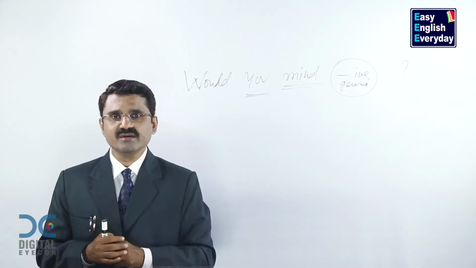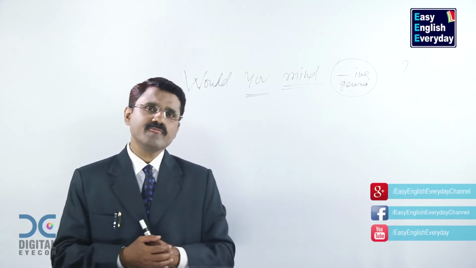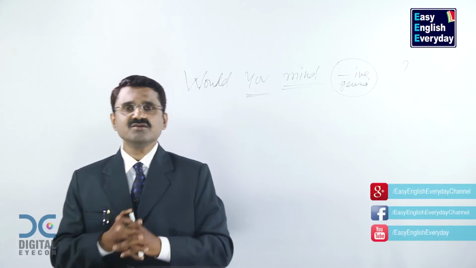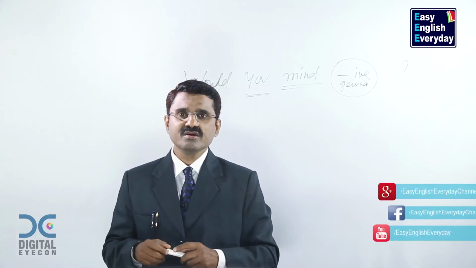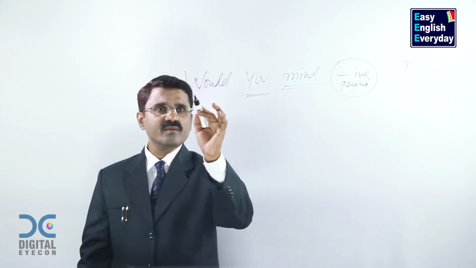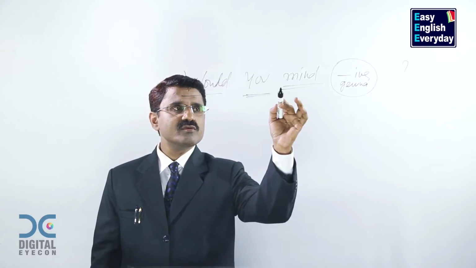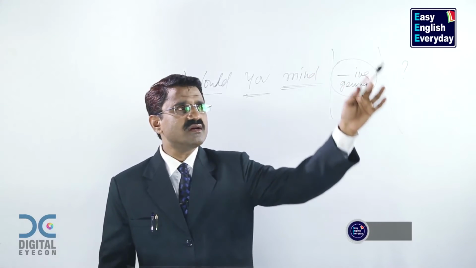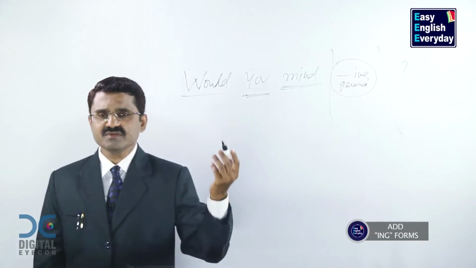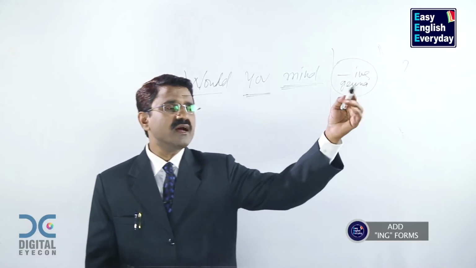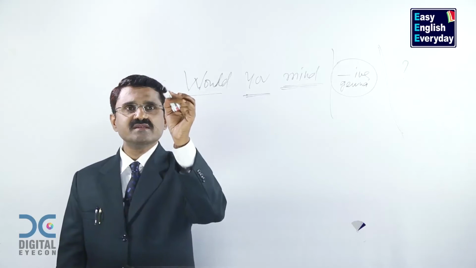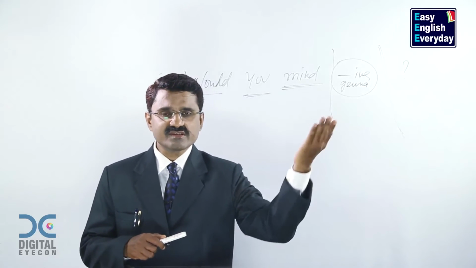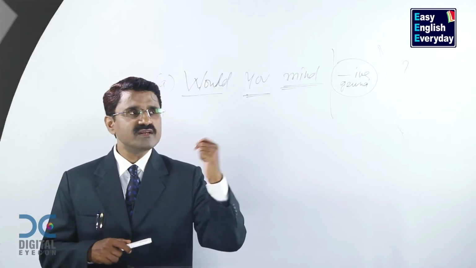Like this, you can make examples. Isn't it easy? Of course, we have been making things easy for you because our job is to make you learn English in a simple way. So remember, would you mind? This is going to be fixed, and here you can add any number of ing forms and make examples. This is the positive way of making examples. Now, how to use this in another way, we'll see now.